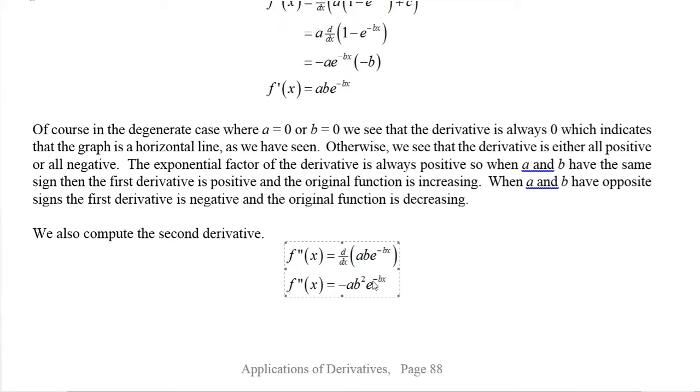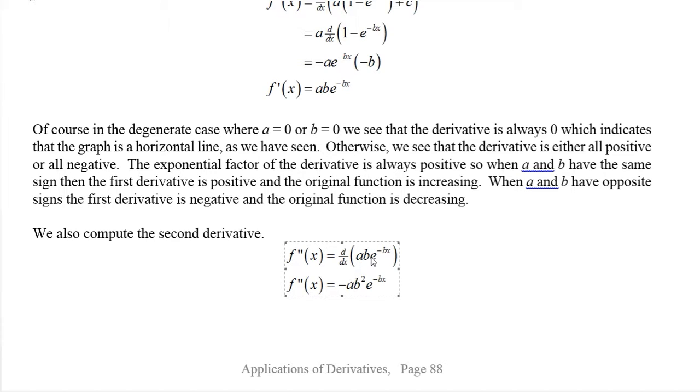We have ab e to the minus bx. Now when you're computing these derivatives on these families of functions, you've got to keep track of which letters are constants and which are variables. Of course, e is a specific constant, a standard constant that we use a lot. And a and b, however, are constant parameters. We don't know what they are specifically for a specific example, but we do know it is some constant.